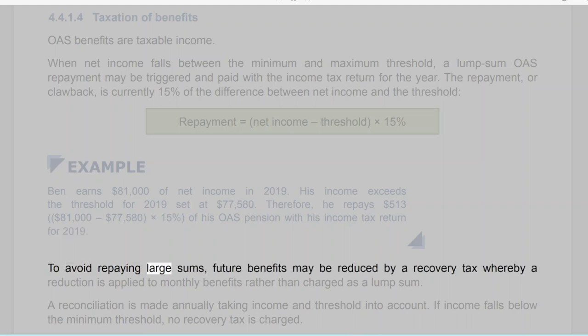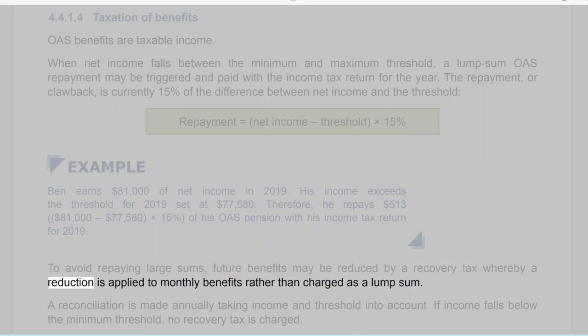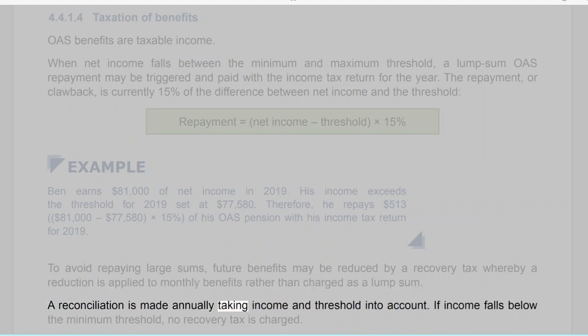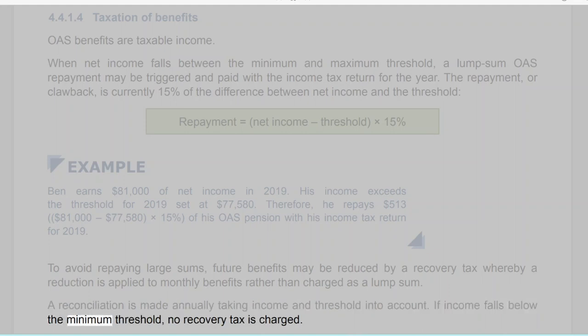To avoid repaying large sums, future benefits may be reduced by a recovery tax whereby a reduction is applied to monthly benefits rather than charged as a lump sum. A reconciliation is made annually taking income and threshold into account. If income falls below the minimum threshold, no recovery tax is charged.